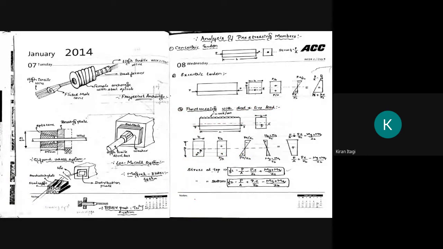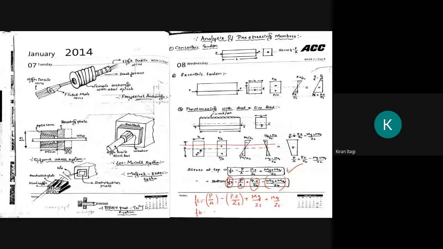So the formula will be, if I am talking about the top fibers, Ft equals P upon A minus P into E upon ZT, plus MG upon ZT plus MQ upon ZT. Otherwise, if you want, you can combine it and write it like this. Similarly, for the bottom, it is P upon A plus P into E upon ZB minus MG plus MQ upon ZB.